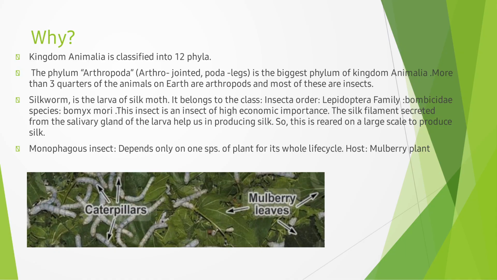Next, interestingly, this is a monophagous insect which depends only on one species of plant for its entire life cycle. So, for this purpose, we must have a general knowledge about the morphology of a mulberry plant and what varieties of mulberry plants are cultivated in order to rear the silkworms.